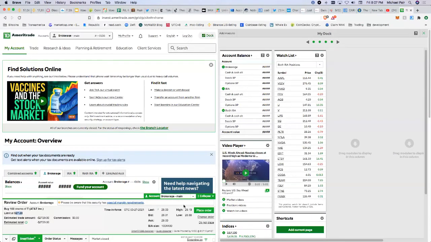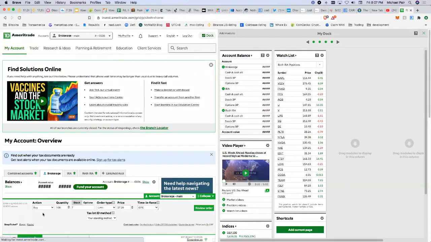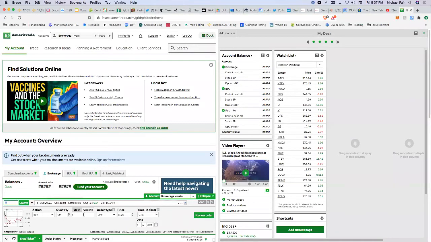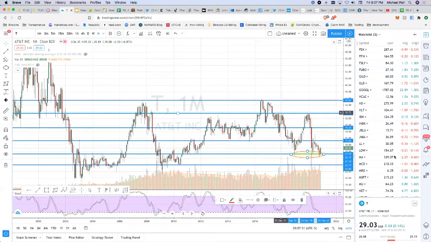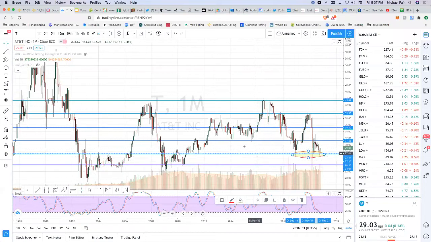And then if I wanted to put that second order in, I'm sorry, I said 100, but it would be 50 because we'd be scaling, since we want a total of 100. So it'd be 50 at $27.29. And then we'll go back in and put the second order in at 24. And those will be your two orders in, and you just wait to see if they fill. Yeah, that'll be an example of what you would do.